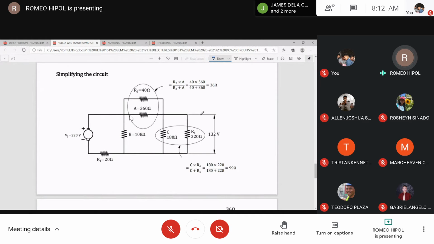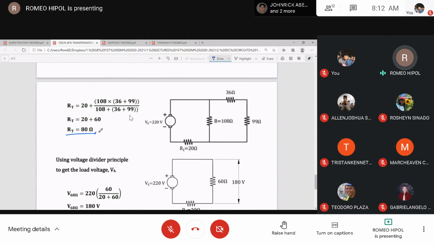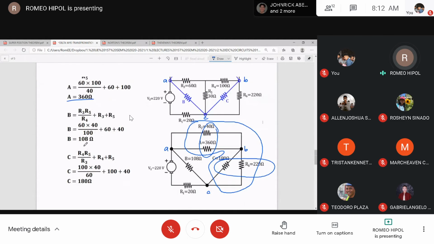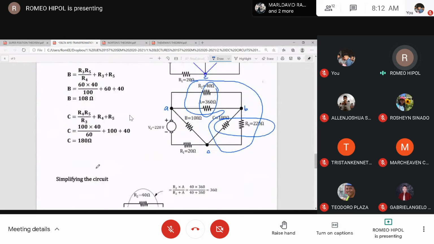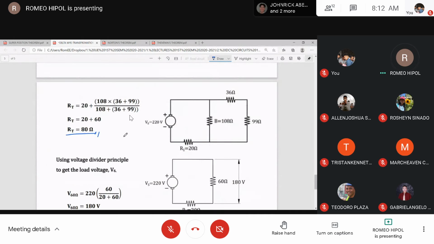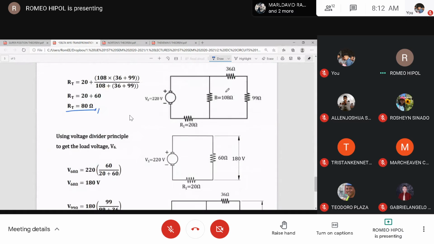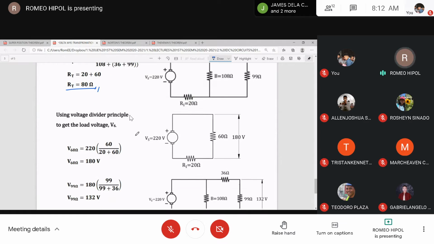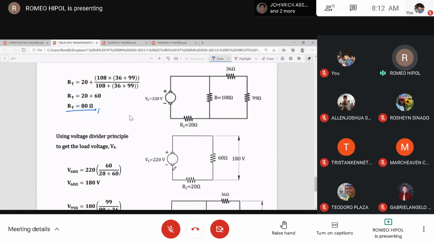So, ito na yung mga following values. So, we have the total resistance. Same resistance, 80 ohm. Mapapansin nyo, pareho lang yan. Dito, using the other method. Okay. So, once na nakuha natin yung total resistance, you can use the voltage divider from the simplified circuit. So, ito na yung simplified circuit natin.